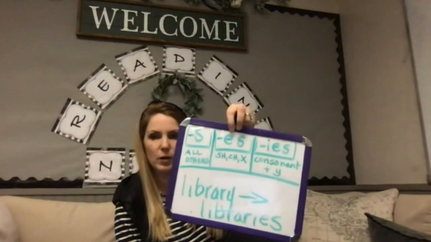When words end in Y, they also have a different ending. For example, library. Library is one of our spelling words. And one library becomes libraries in the plural. And we drop the Y and add IES. So library becomes libraries, if you can see that. Again, that is one of our spelling words.